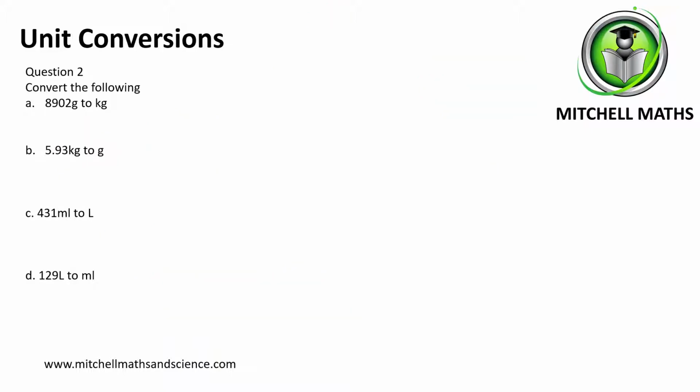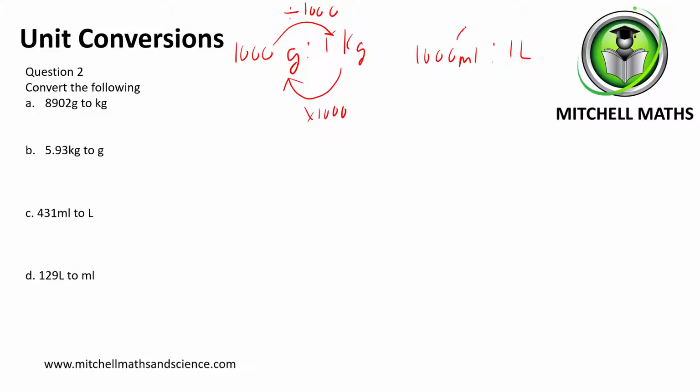Now we're going to have a look at grams to kilograms and millilitres to litres. For your grams to kilograms, well, there's 1,000 grams in a kilogram. And if you're going to the larger unit, you need to divide. If you scale into the smaller unit, you need to times. And it's the same with millilitres and litres, a very similar relationship. 1,000 millilitres in 1 litre. Divide by 1,000 to get to litres. Times by 1,000 if you want to convert litres to millilitres.